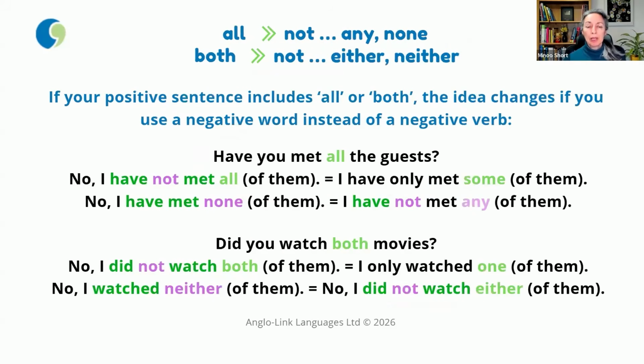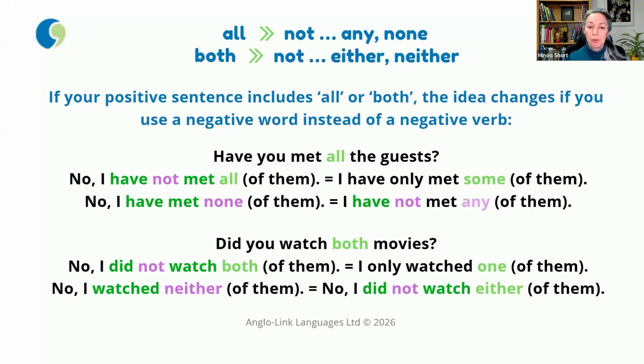Okay. Now we're going to come to a group of words, none, either, neither. They're a little bit more complicated for the reason that if your positive sentence includes these words, for example, all and both, the idea changes depending on whether you use a negative word or a negative verb. So you have to be very careful here. Let's look at some examples.